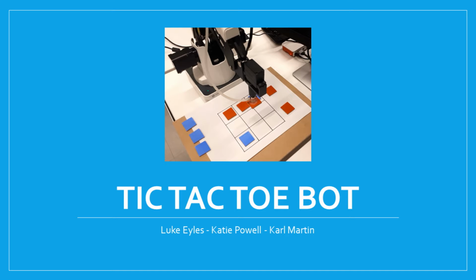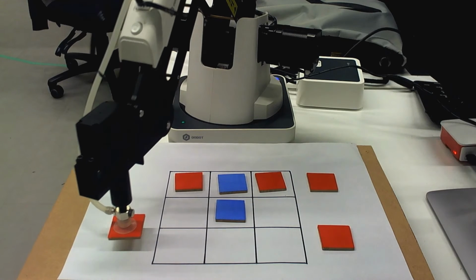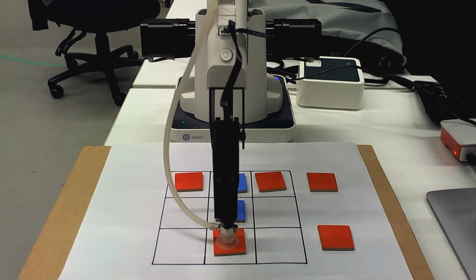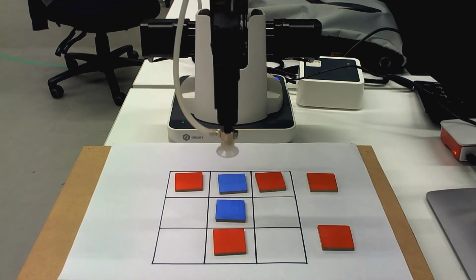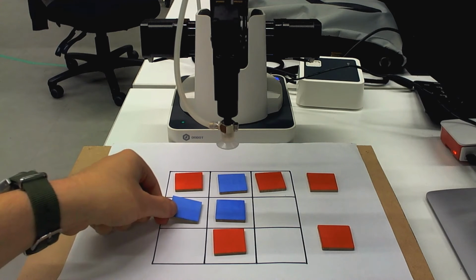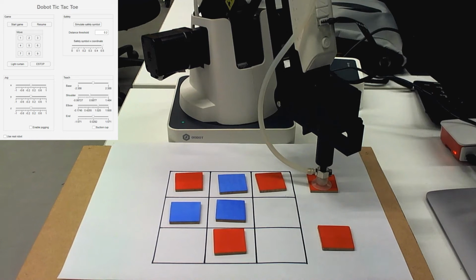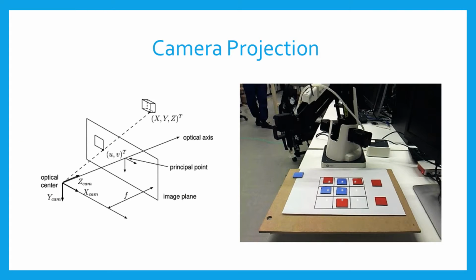Introducing Tic-Tac-Toe Bot. Using the Dobot Magician equipped with a suction cup, we have created a robot that will play against you in tic-tac-toe. We have modeled the robot in MATLAB and are controlling it using a Raspberry Pi running ROS. There is a graphical user interface for easy interaction with the system. A webcam is used to detect when you finish a turn and where you've placed your tile.